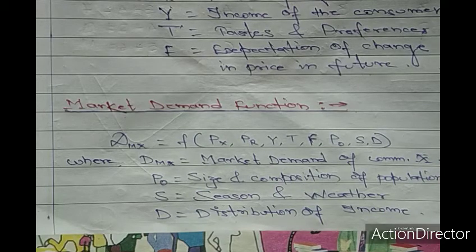So a total of 8 factors affect market demand, and the functional relationship between these 8 factors and market demand is called market demand function. If you know the factors which affect individual and market demand, you can easily understand the topic of demand function. It is nothing but the relationship between quantity demanded of a commodity and the factors which affect individual demand or market demand. This is all about individual demand function and market demand function.